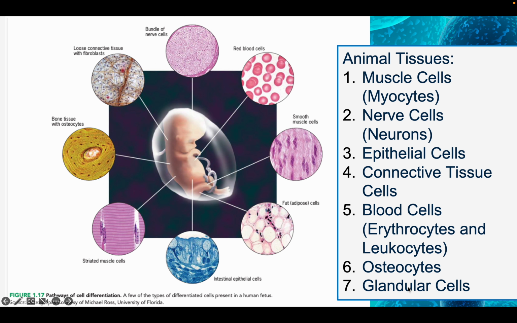And the last one, we have glandular cells. Glandular cells are found in the glands throughout the body. What are the examples of these glands? We have salivary glands, sweat glands, and endocrine glands. They produce and secrete various substances such as hormones, enzymes, and sweat. These are just a few examples of many cell types found in the plant and animal tissue. Each type is adapted to perform specific functions critical for the overall function and survival of the organism.